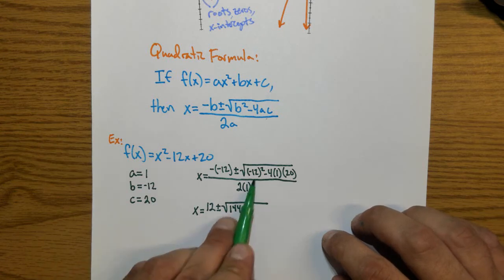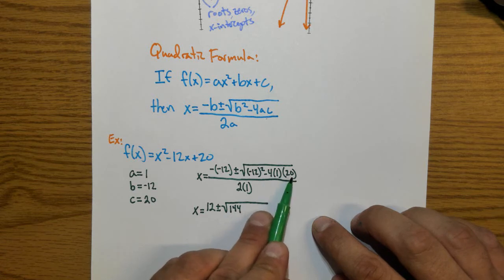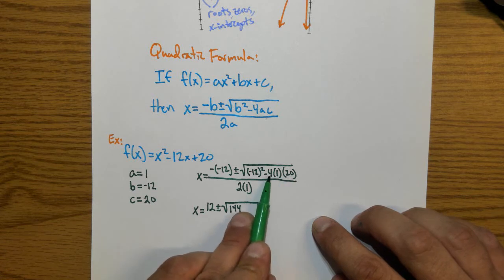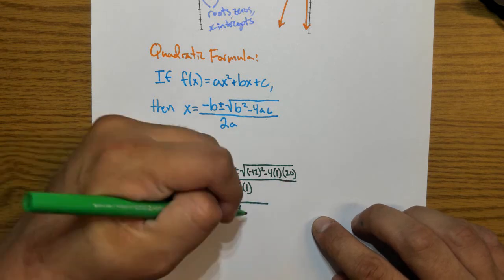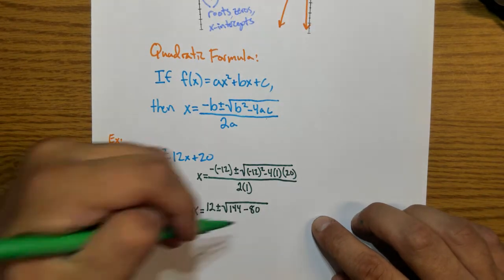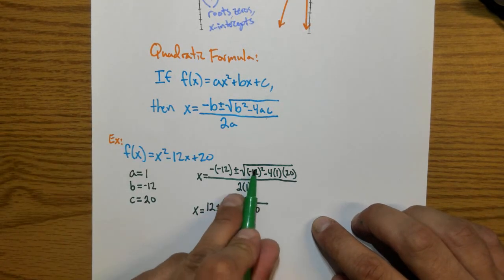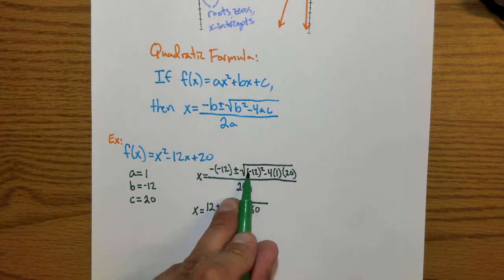Okay, so negative 12 squared is 144. And then I like to multiply these all together at once. So negative 4 times 1 is negative 4. And then negative 4 times 20 is negative 80. So this is going to be minus 80. So I just did, in here, in the discriminant, that's what we call the square root part.